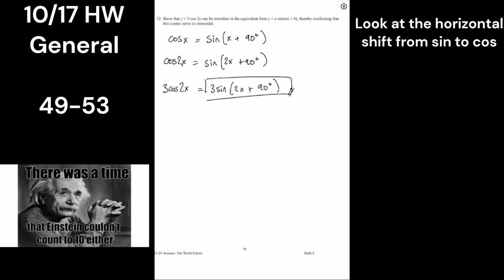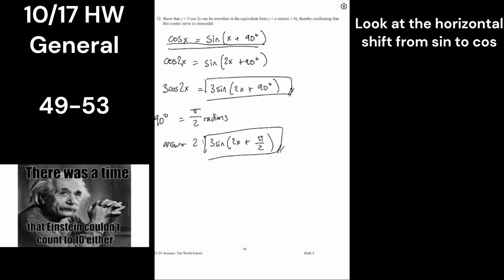And you can graph this to make sure I'm right. If they want radian mode, 90 degrees is equal to pi over 2 radians. So this should just be 3 sine of 2x plus pi over 2. And this is also an acceptable answer. So 52 is not that hard. You just got to remember this right here from a previous problem. Not that hard.